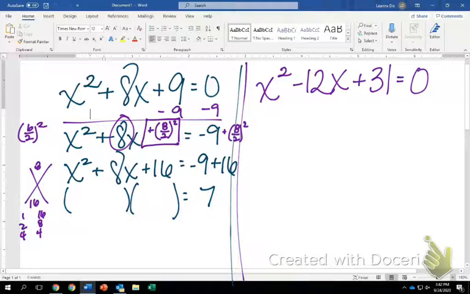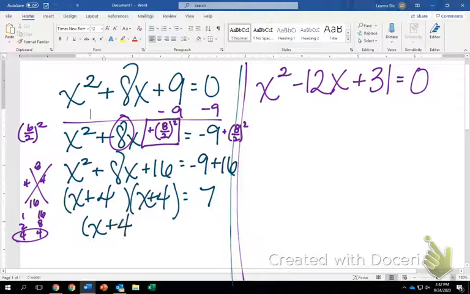So I can look at this and say, all right, well, the two 4s, if I multiply, that gets me a positive 16, and if I add them, give me 8. So I'll rewrite my factors as x plus 4. And since I have x plus 4 twice, I can combine it and say x plus 4 to the second power equals 7.